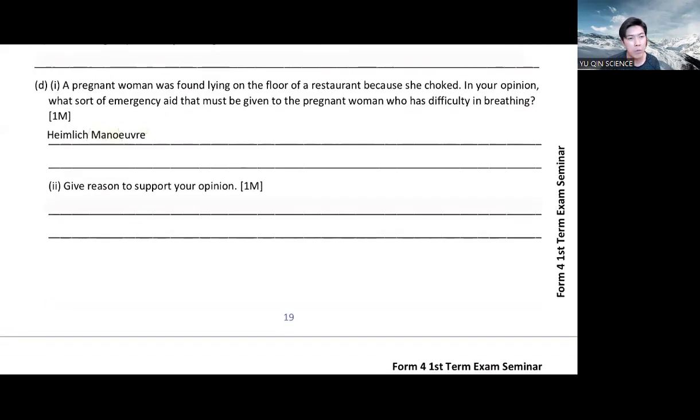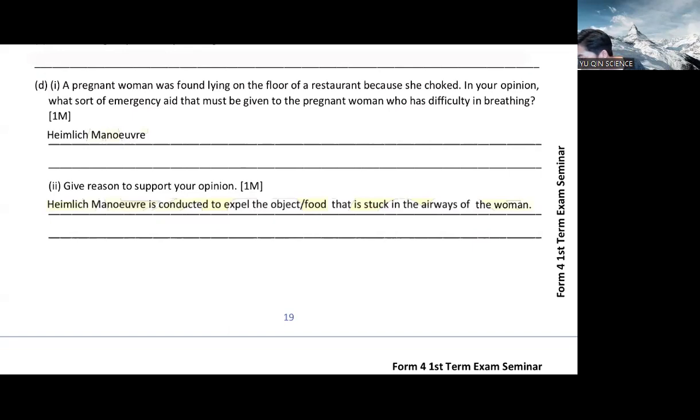But give a reason to support it, so why does a pregnant woman need to go through the Heimlich maneuver? Actually, the answer is the same for everyone. You do the Heimlich maneuver to give pressure to the lungs so that the food can be ejected. So no matter pregnant woman or not, your answer is still the same. The Heimlich maneuver is carried out to eject or repel the object that's stuck in the airway. Same, no matter pregnant woman, old person or younger child, the answer is to eject the food away. Okay, good.